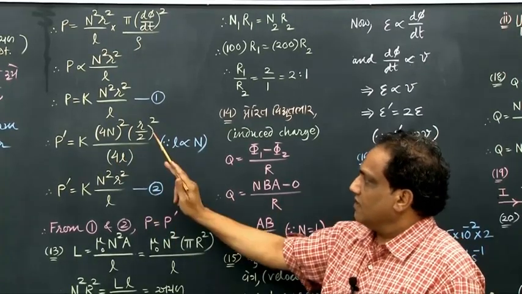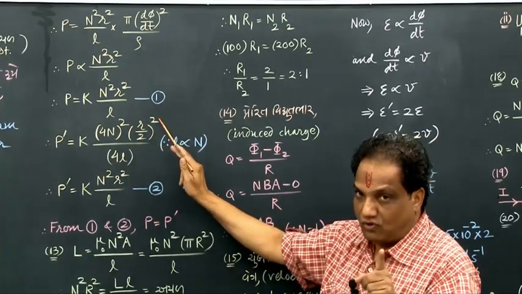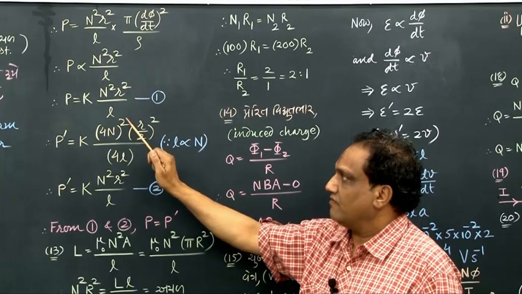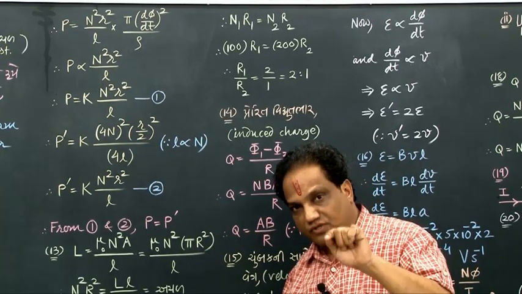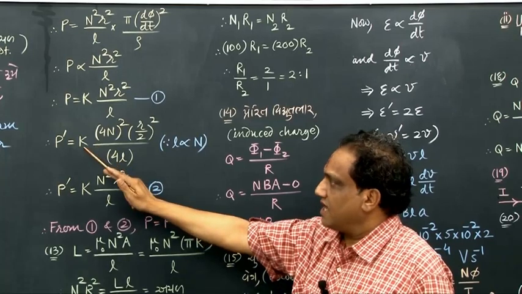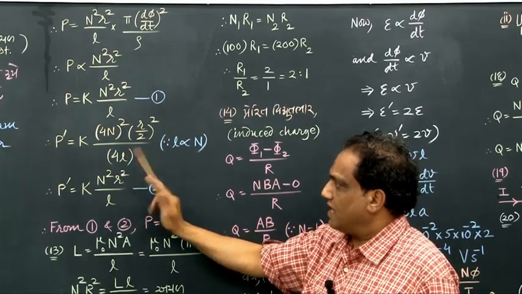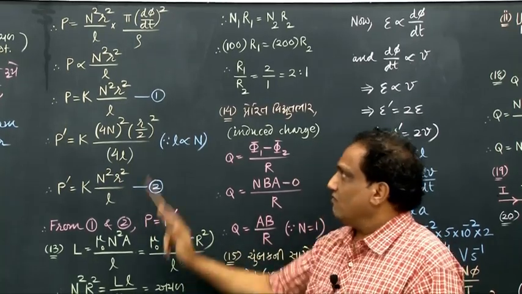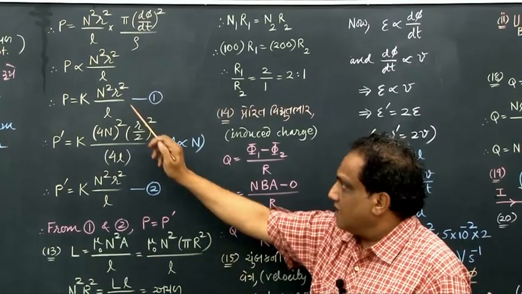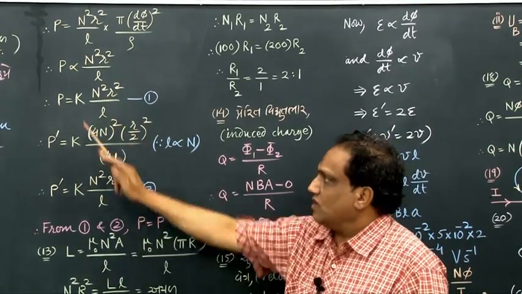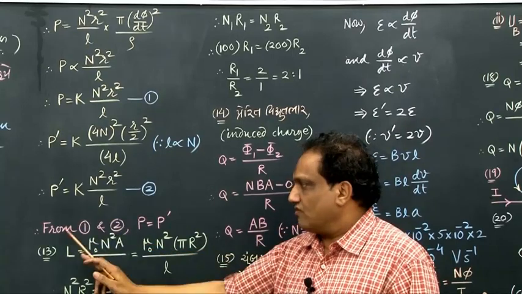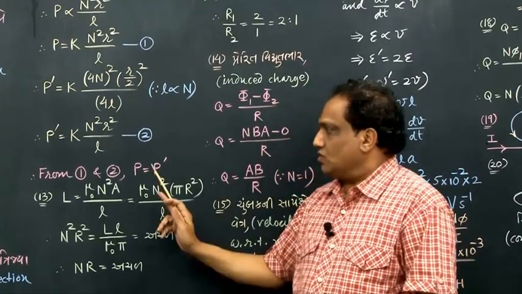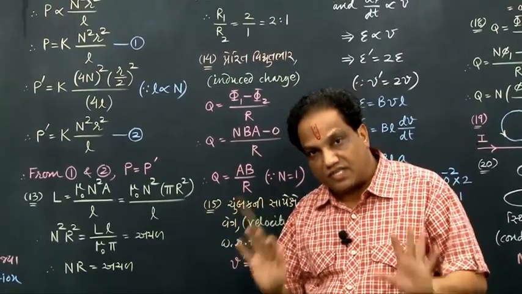Now simplify. 1 upon 2 whole square will be 1 upon 4. That 4 will come down. 4 fours are 16, and here 4 square will be 16. So ultimately it is 16 upon 16, that is 1. And the rest is K into N square R square upon L. Give it equation number 2. From equations 1 and 2, you can see the right hand sides are the same, so the left hand side also will be the same. So P equals P dash. So the dissipated power will remain the same.